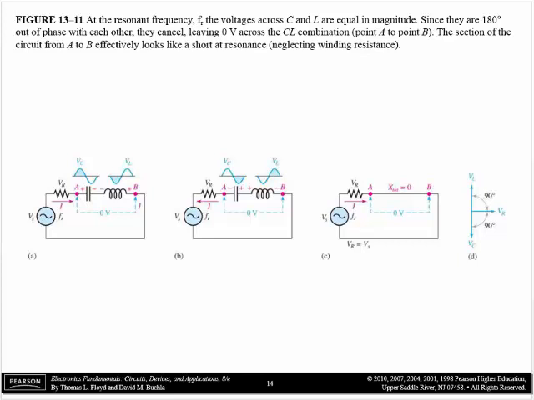Doesn't mean that they are zero. It just means that they are equal in magnitude. So they can have a big voltage across them, but they will be canceling each other out.